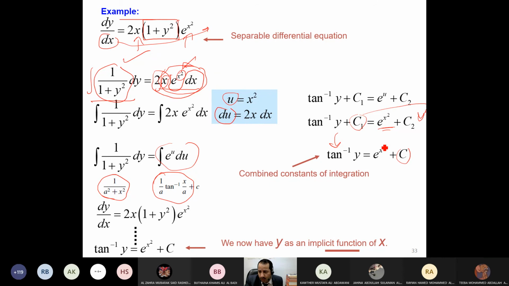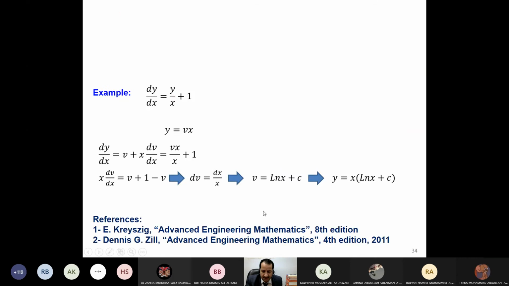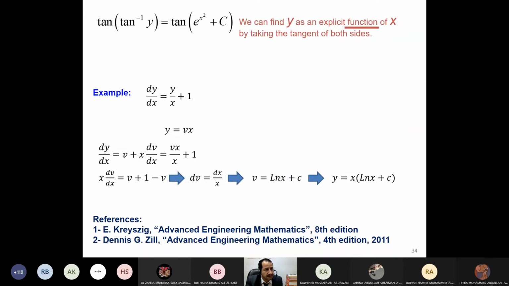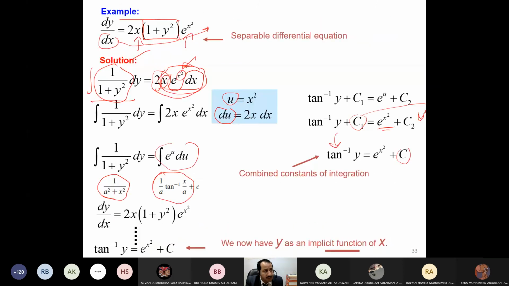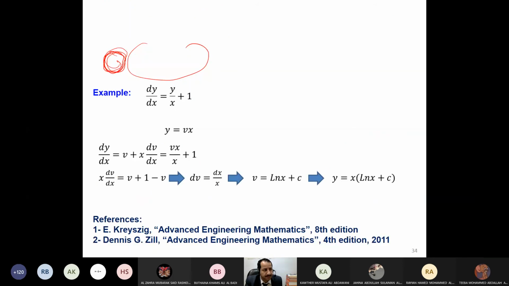Okay, now I will take here as an example tan inverse. I will take tan of the whole equation. So tan inverse goes with tan, what is left? Y, as you can see here. To get the explicit form, now this is explicit, y equals the expression. Now one more issue here. If I differentiate y here with respect to x, I am supposed to get back to the original function here. If you want to check your solution, do it in this way.